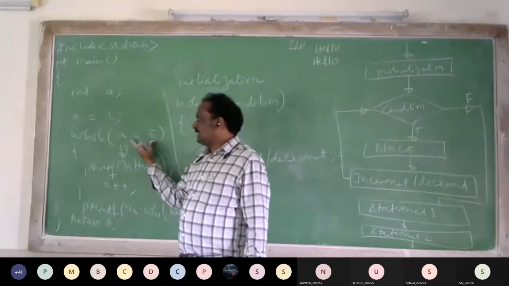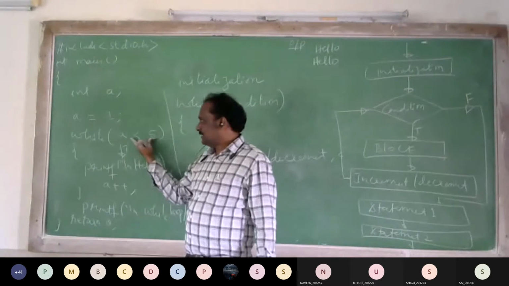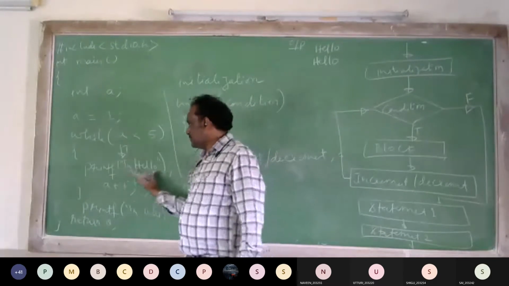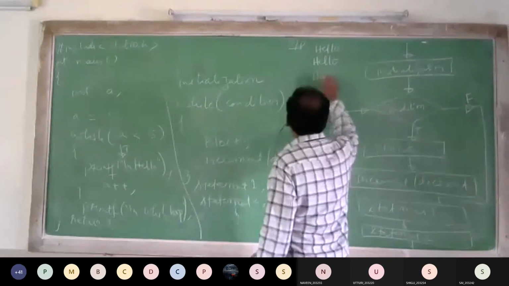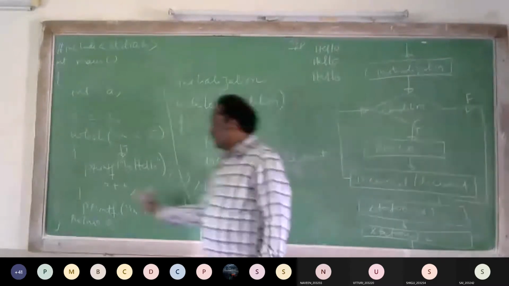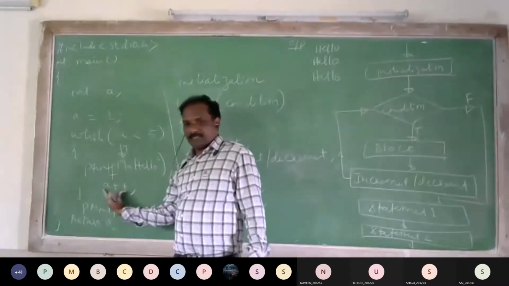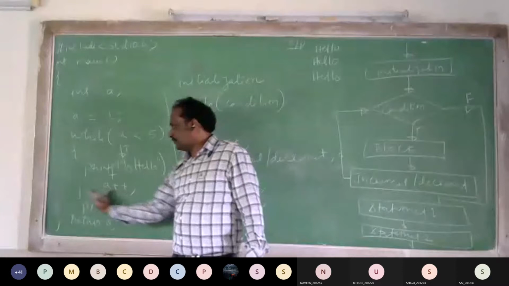Again test the condition. 3 is less than 5? Yes, 3 is less than 5. True. So printf hello. Now A plus plus. 3 plus 1? 4. A will change to 4.